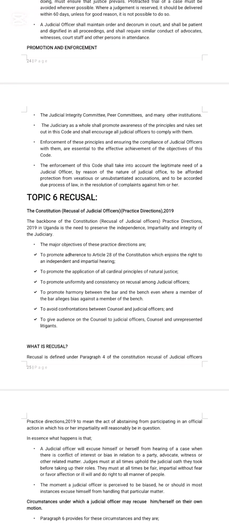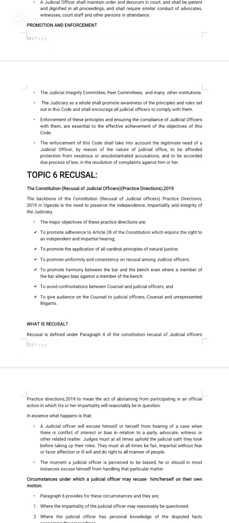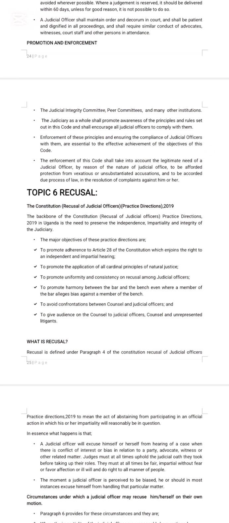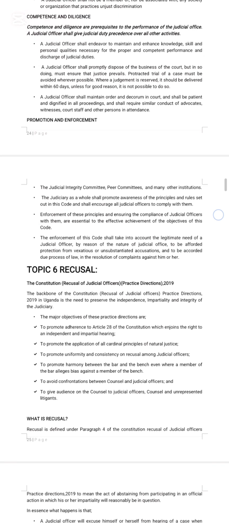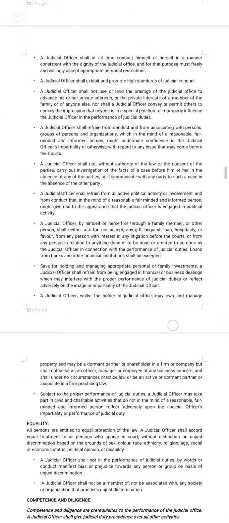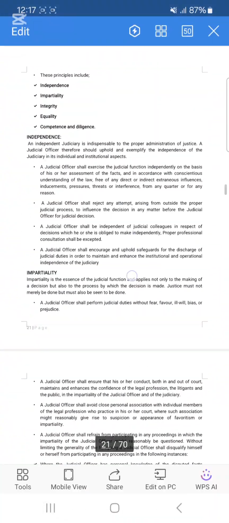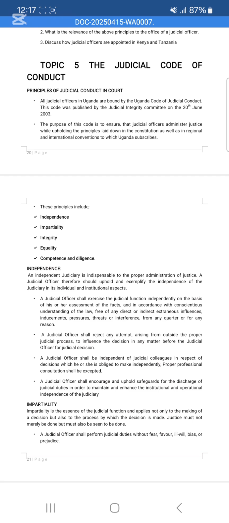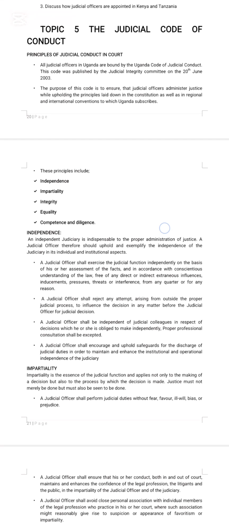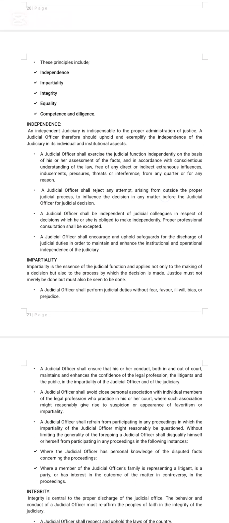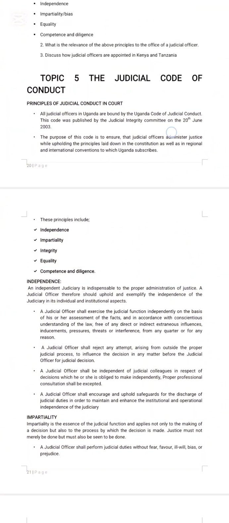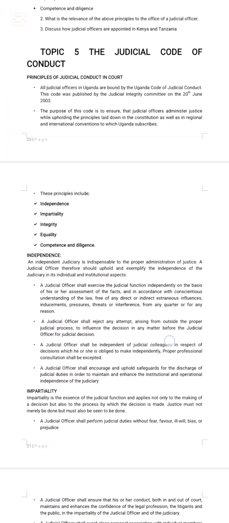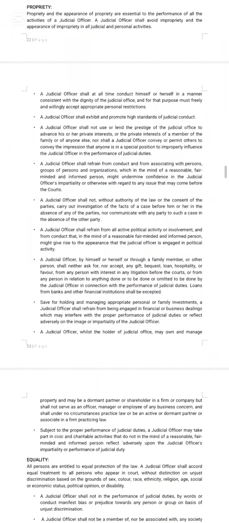Promotion and enforcement. The Judicial Integrity Committee, peer committees, and many other institutions, the judiciary as a whole shall promote awareness of the principles and rules set out in this code and shall encourage all judicial officers to comply with them. So basically, those were the principles of judicial conduct in court. We looked at independence, we looked at impartiality, integrity, equality, competence, and diligence as the principles of judicial conduct in court. So from there, we proceeded.